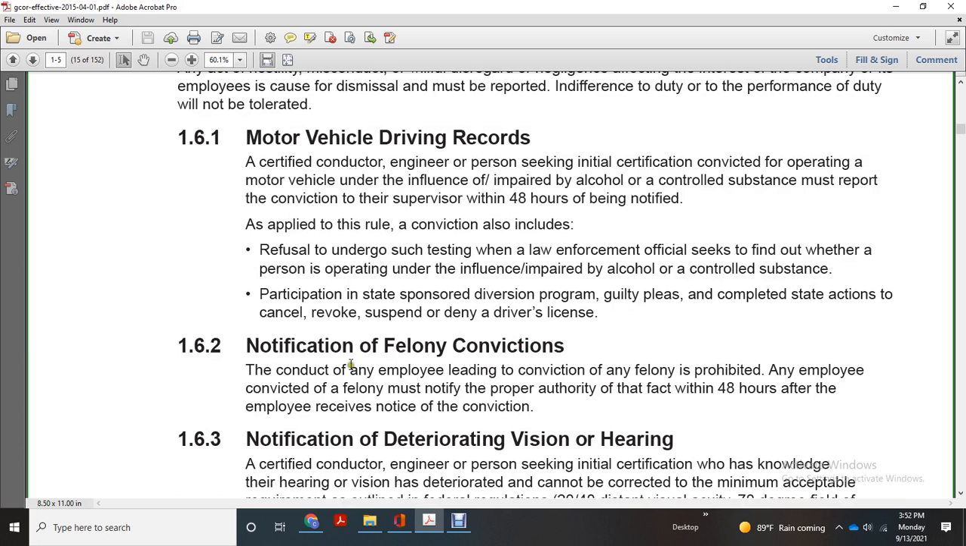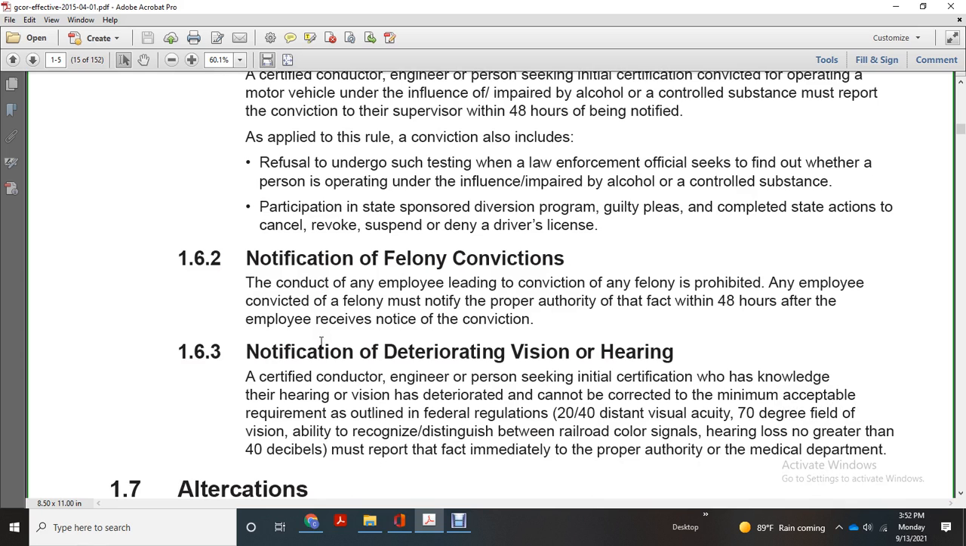1.6.2. Notification of felony conviction. Conduct by an employee leading to conviction of a felony is prohibited. An employee convicted of a felony must notify the proper authority of the fact within 48 hours after the employee receives notice of conviction.